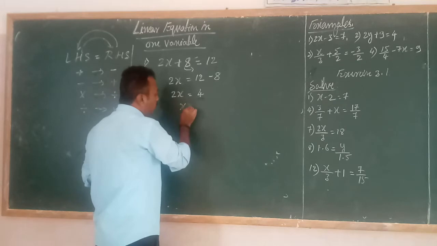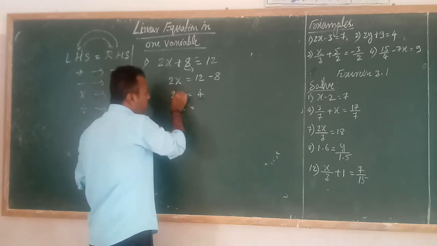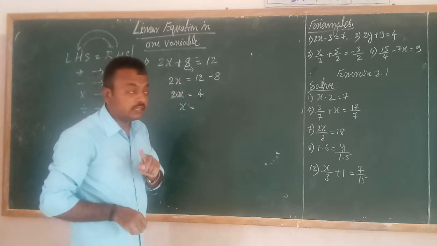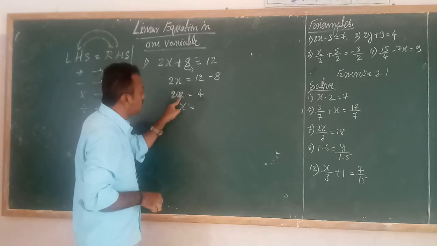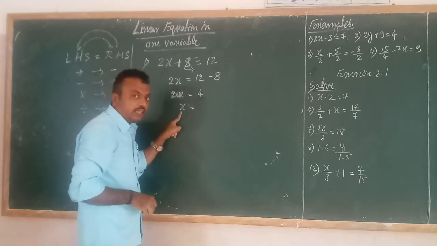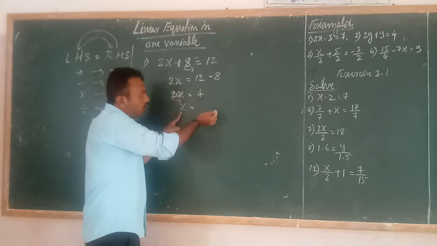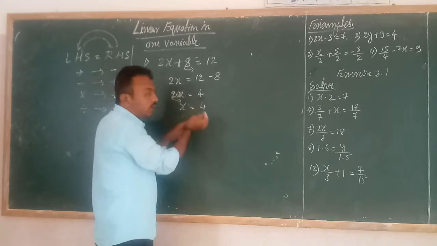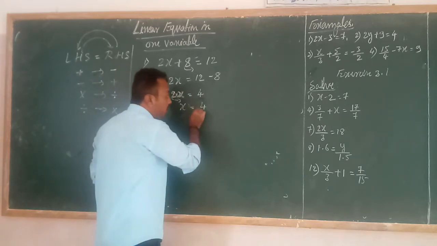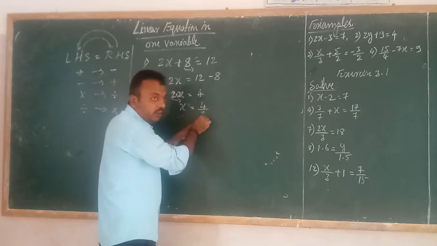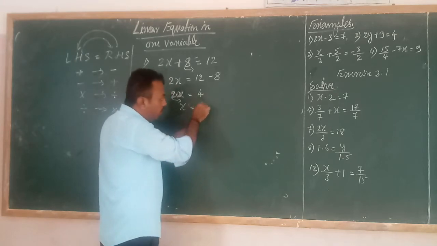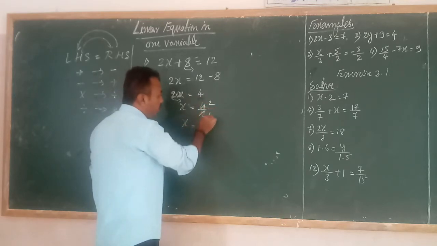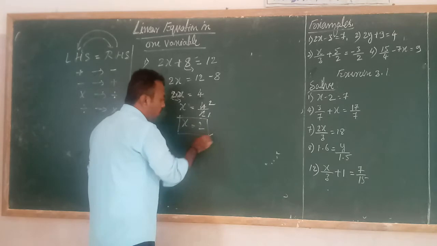Now x is equal to, so I want the x value. Between 2 and x, which sign is there? Yes, the multiplication sign is there. Therefore 2 into x is equal to 4. So I will write x only on the LHS side. I will send the 2 from the LHS to the RHS. So 4 I will write as it is. So what does the multiplication become? Yes, multiplication becomes division. So 4 by 2, 2 ones are 2, 2 twos are 4. So now x is equal to 2 by 1, which is nothing but 2. Therefore the value of x is 2.